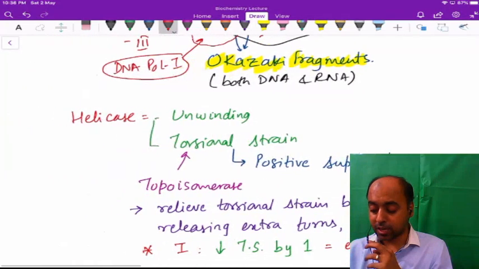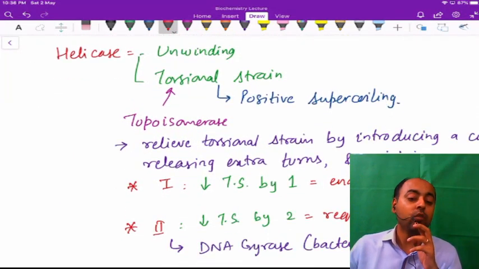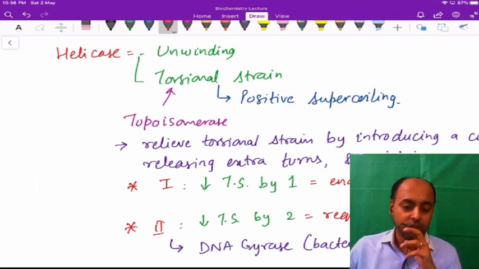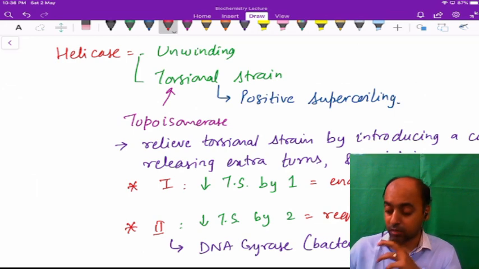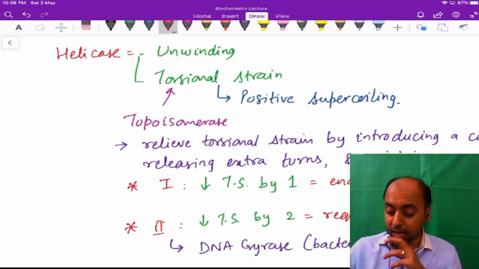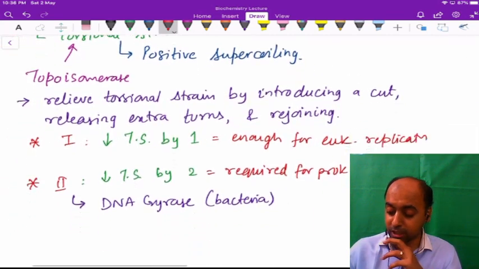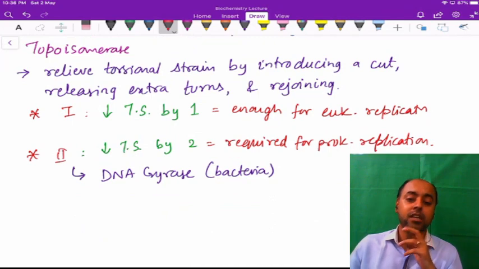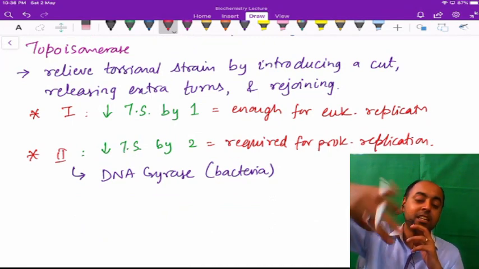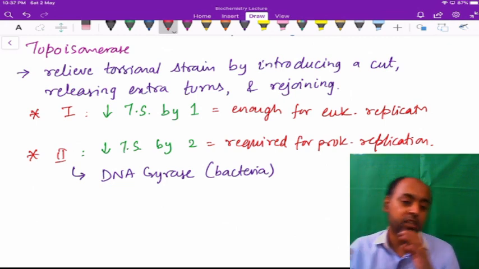So I'll do a quick recap. The helicase causes unwinding along with torsional strain. If not relieved, the torsional strain will cause positive supercoiling, after which further replication cannot occur. So the torsional strain is removed by the topoisomerase class of enzymes. The topoisomerases relieve torsional strain by introducing a cut in the DNA. After that, they release the extra turns and rejoin the DNA strands.